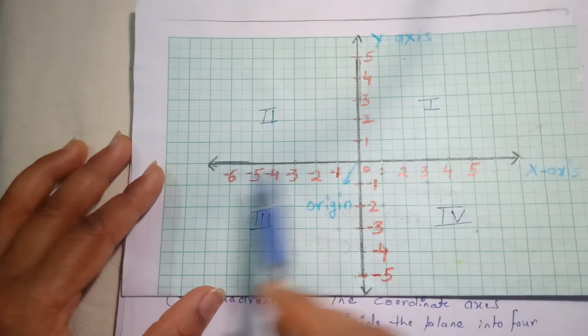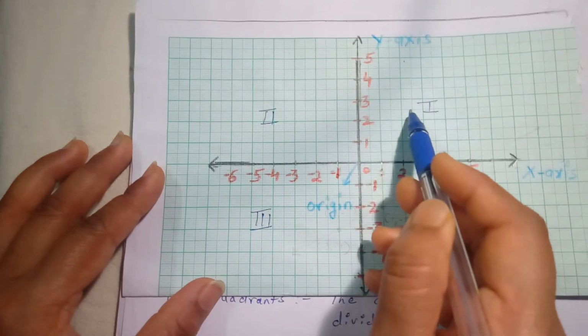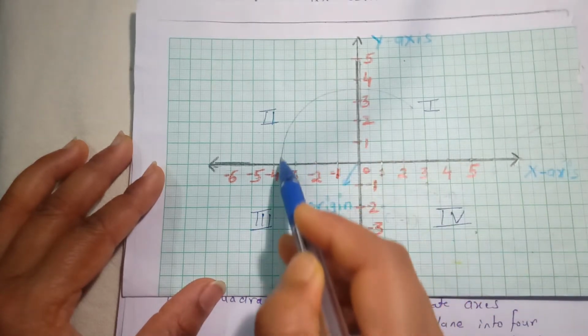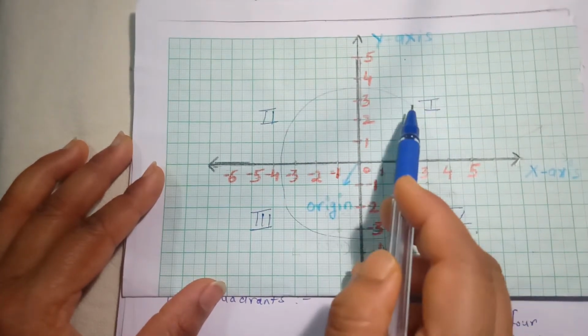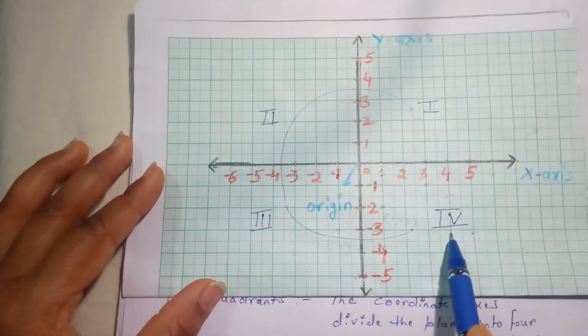Always we write the quadrants from this direction. As we write C, we have to follow the rule of C. When we write C, we start here. So this is taken as the first, second, third and fourth quadrant.